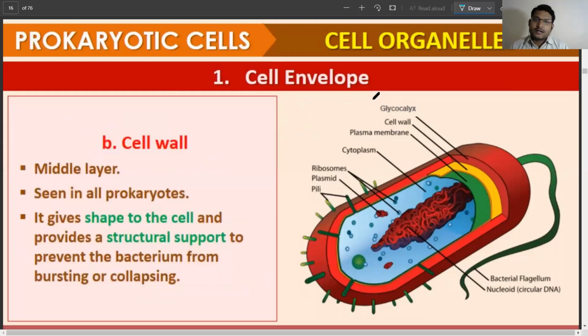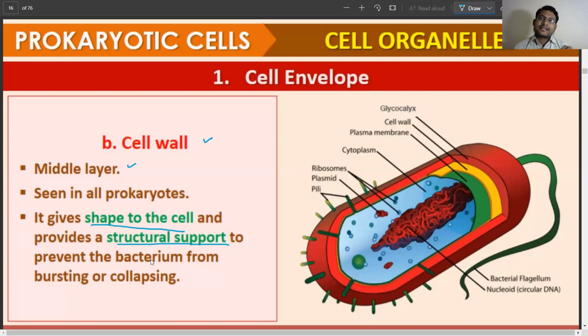So the next concept here is going to be the second layer, that is going to be the cell wall. Now the cell wall is the middle layer of this cell envelope, and it is seen in all the prokaryotic organisms, right? All the bacteria have the cell wall. And what is the role? Role is very simple. It is present to provide shape to the cell, and it provides mechanical support or structural support to the bacteria to prevent it from bursting or collapsing, right?